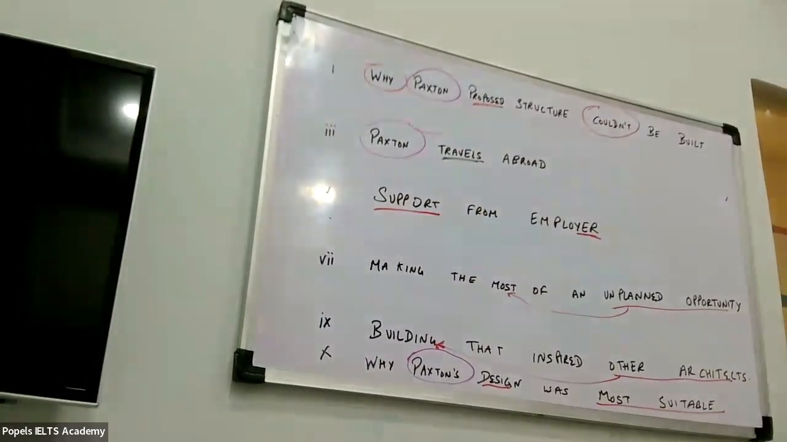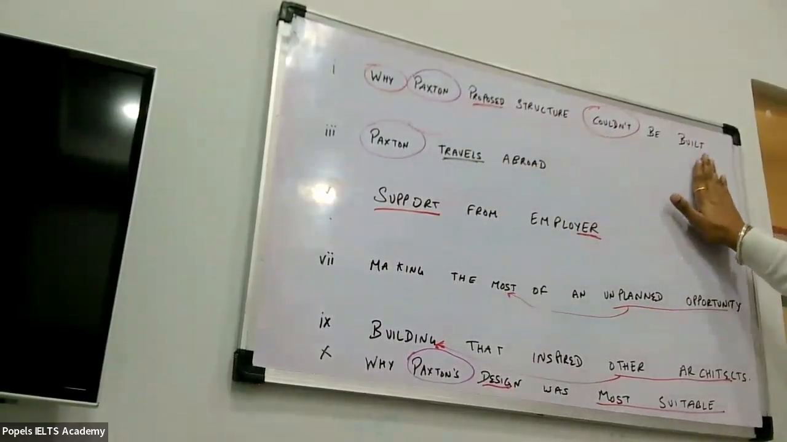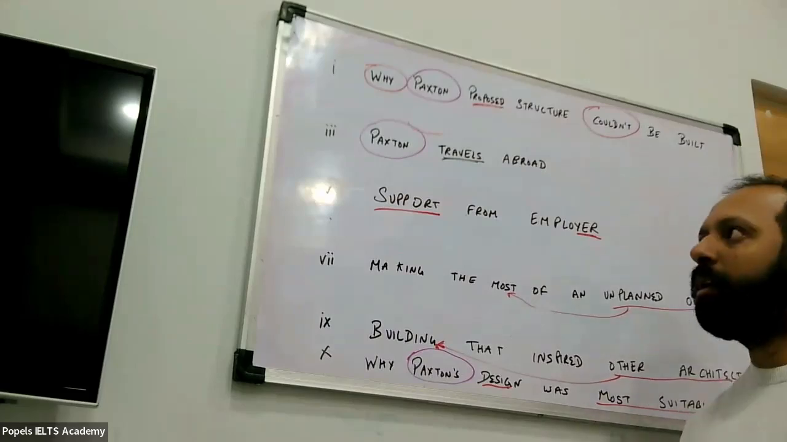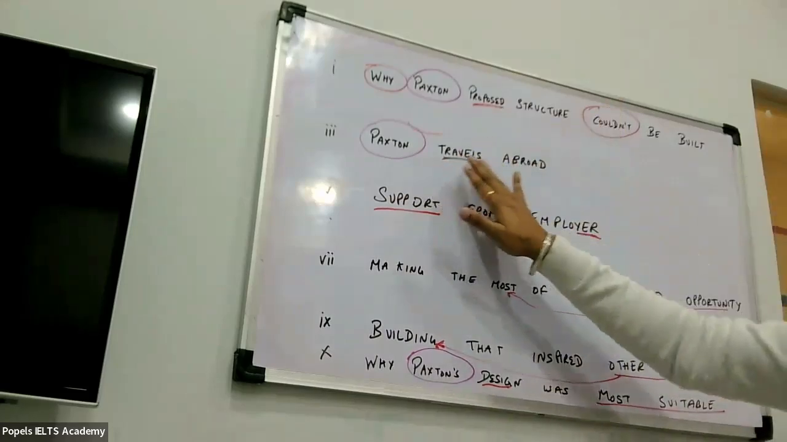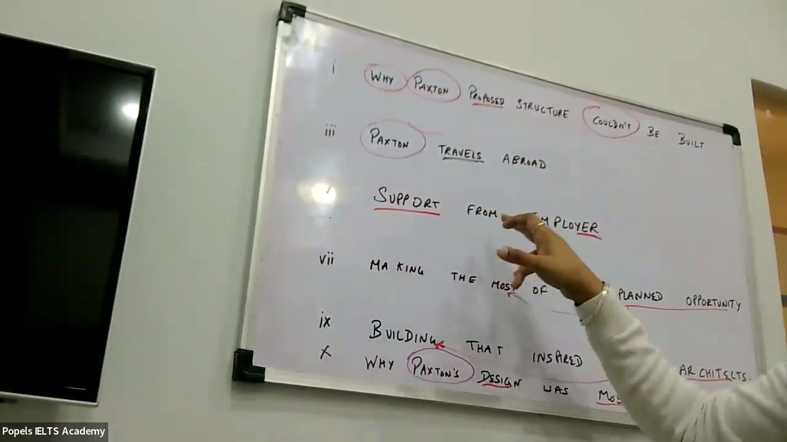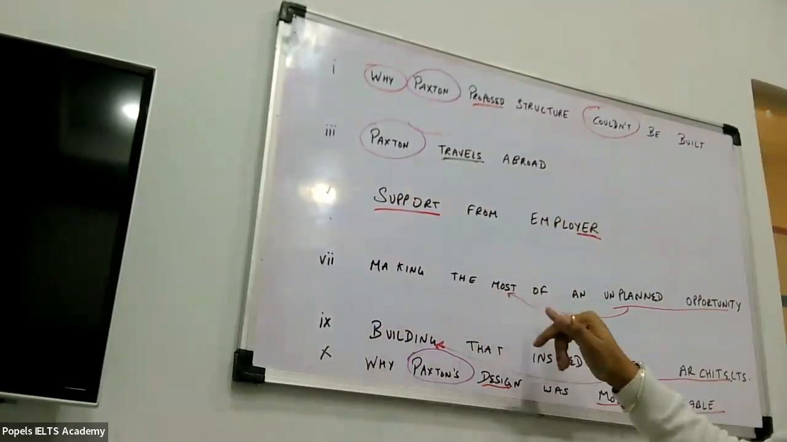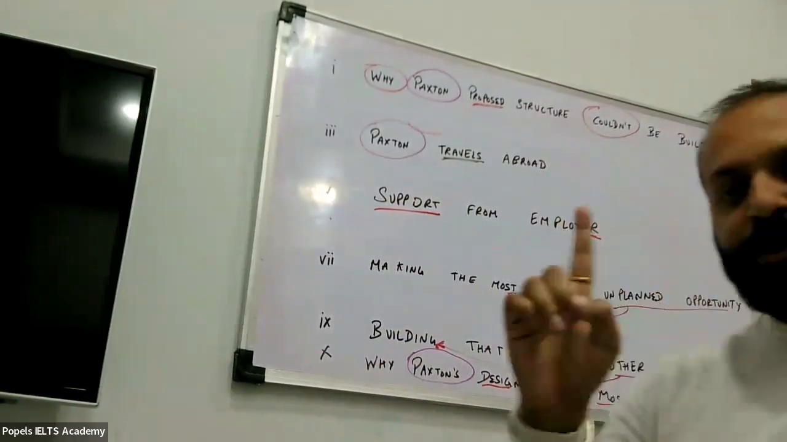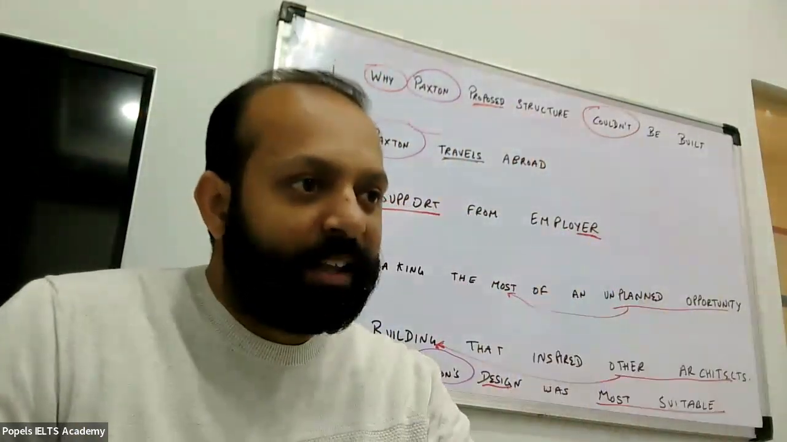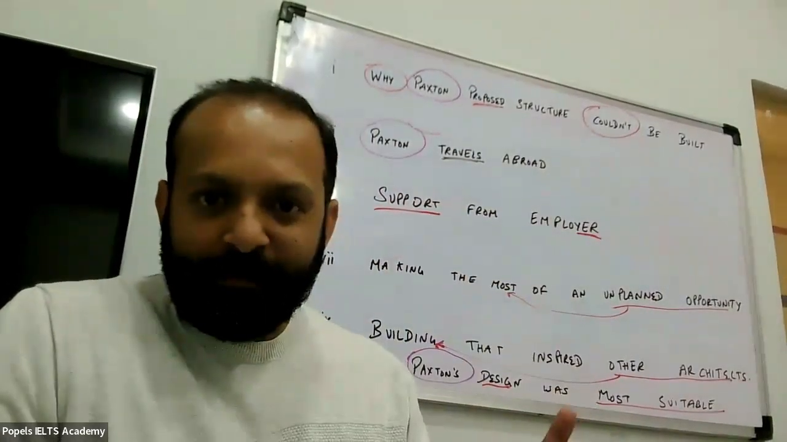Now, what all options do you think this have? First of all, why Paxton's proposed structure couldn't be built? Is there any discussion about the reason? No discussion. Paxton travels abroad. He is in London only. No chances for this. Support from employer. There is no discussion about employer. Right? Making the most of an unplanned opportunity. It is mentioned he did not have any plan to submit the blueprint. But people motivated him. Yeah.